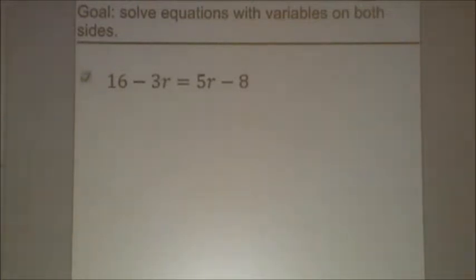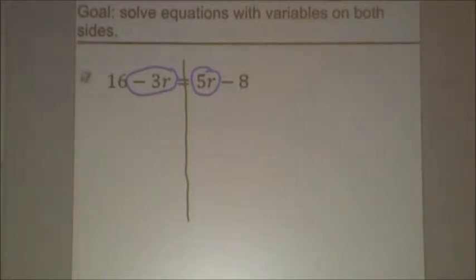So if you notice, these problems are a little bit different than what we've been doing in class, because this time there's a variable on this side. Let me circle that variable up. There's a minus 3r on this side, and then there is a plus positive 5r on this side. So we're going to draw our line, keeping our equations separate.